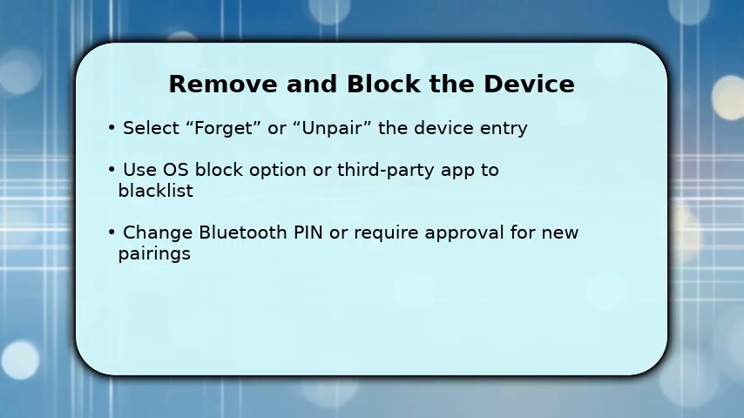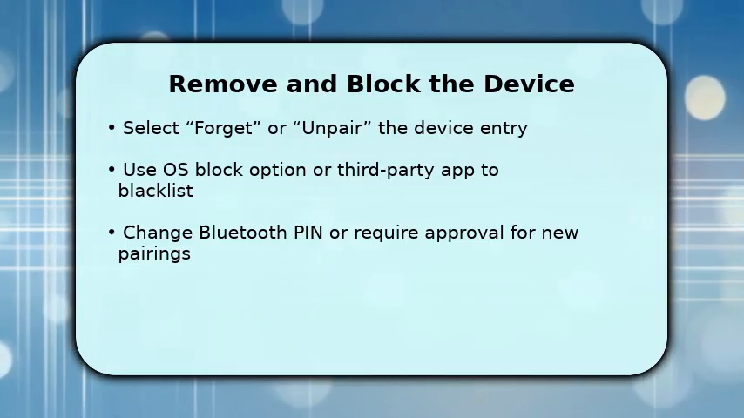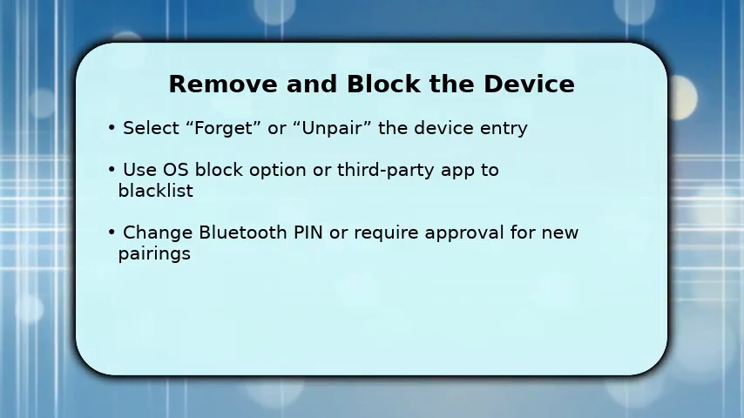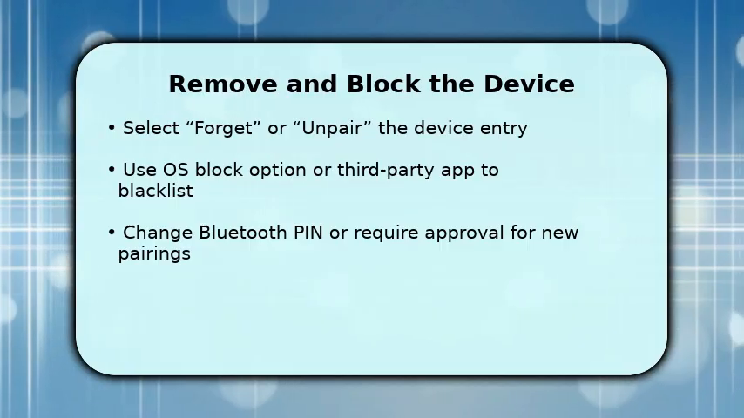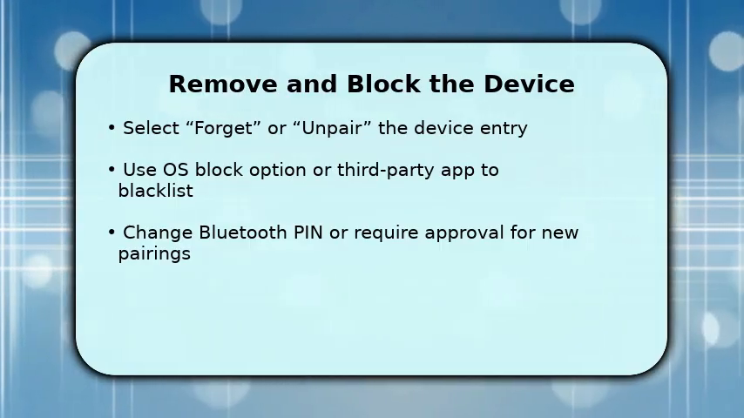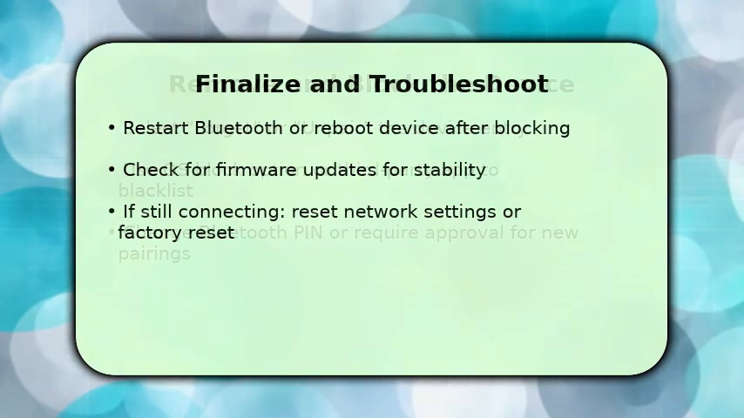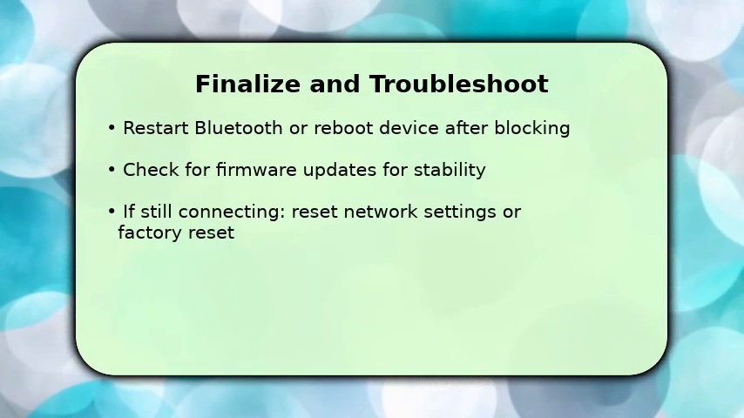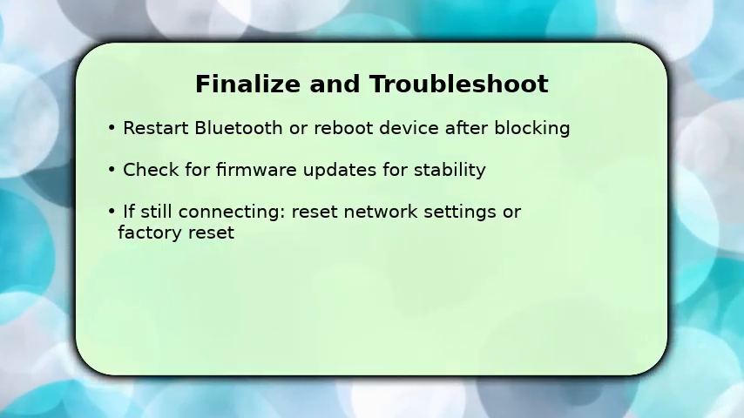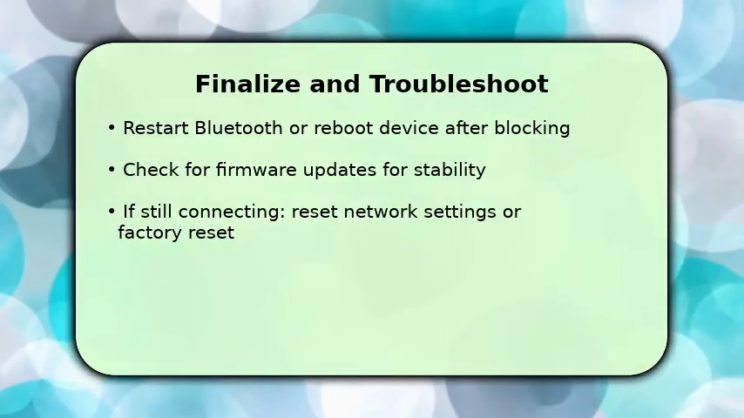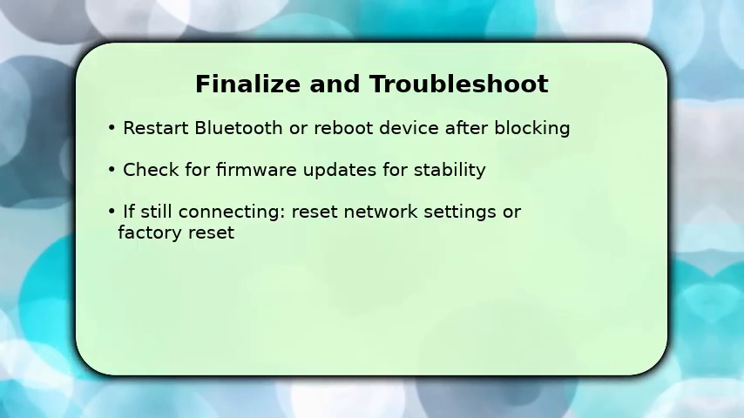Once done, test by attempting a new connection from the blocked device. It should be denied and fail to pair without your approval. Finish by restarting Bluetooth and, if needed, rebooting your device to ensure settings apply. Monitor for any reconnect attempts. Persistent connections usually mean stored credentials or a device using a different profile.